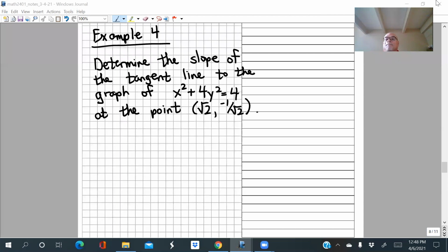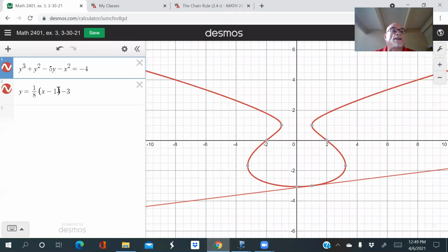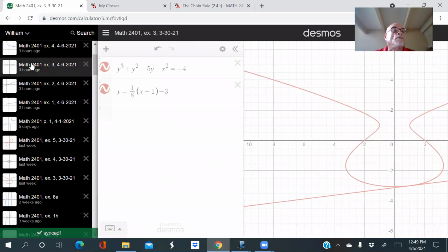Okay, we're back, and I'm going to give you the problem I mentioned before the break. This is example 4, and we want to determine the slope of the tangent line to this curve at this point. It turns out this point is on this curve: square root of 2, and then minus 1 over the square root of 2.